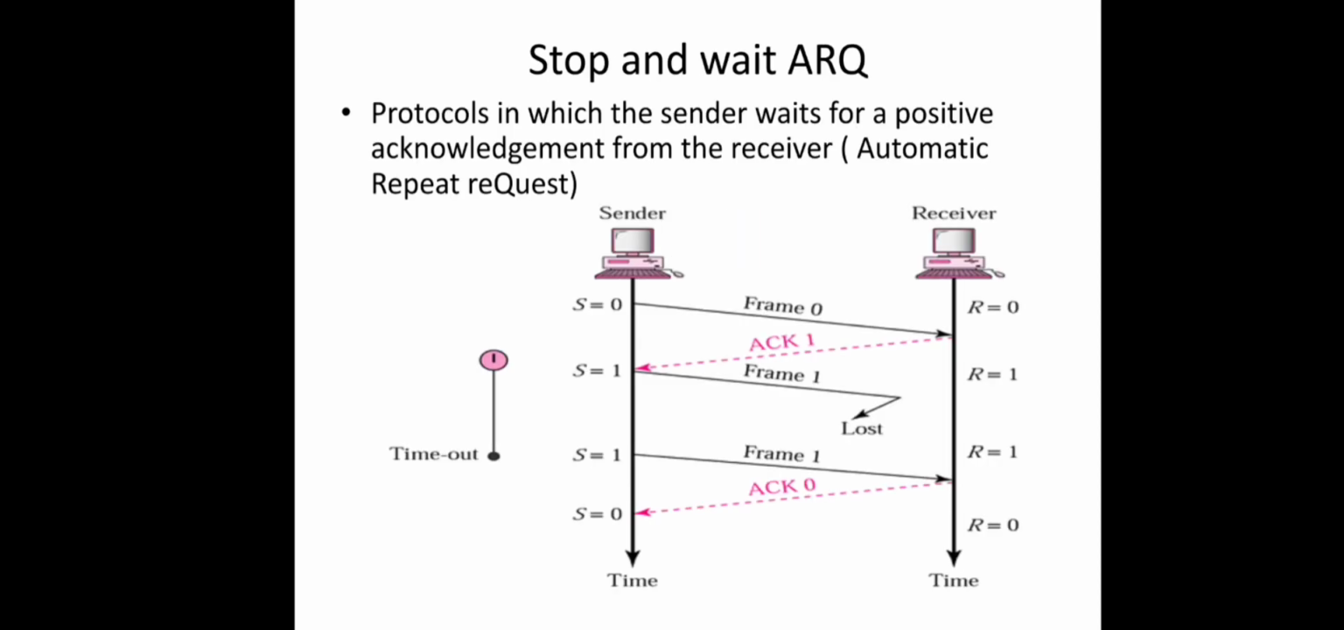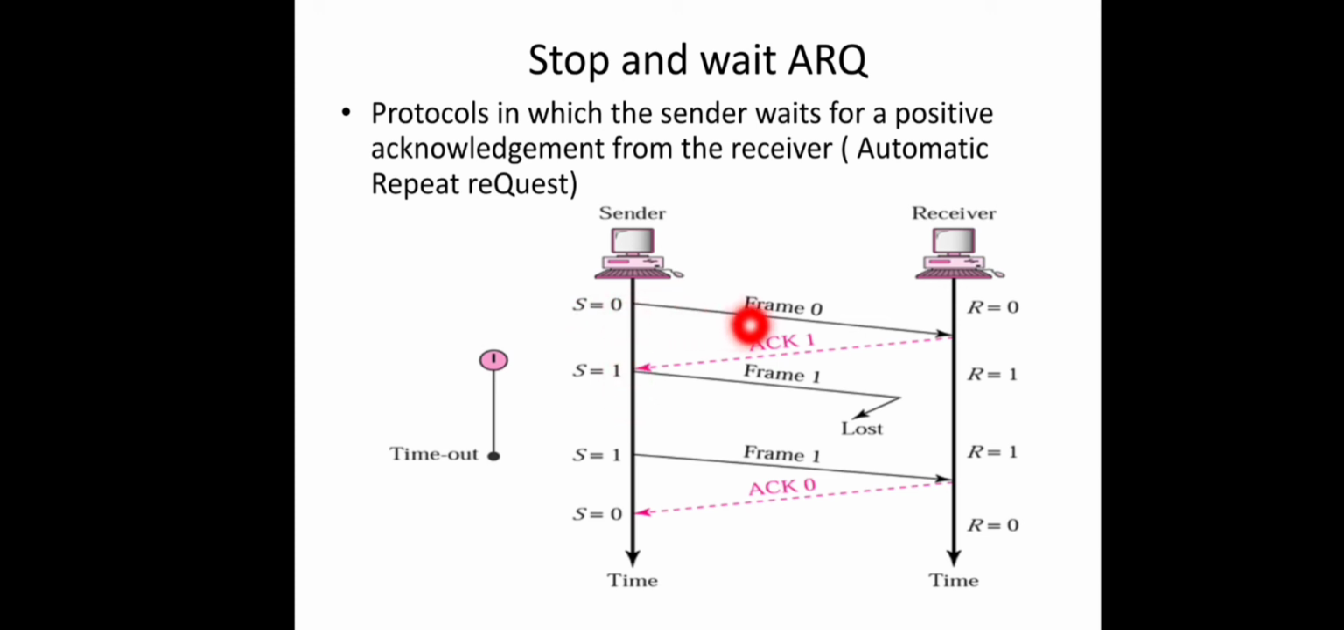These types of protocols, in which the sender waits for a positive acknowledgement from the receiver, are called stop and wait ARQ. ARQ stands for automatic repeat request. The sender can proceed only if it receives a positive acknowledgement from the receiver. Such protocols are called ARQ protocols. So you can see here two values are used for the sequence number, 0 and 1.